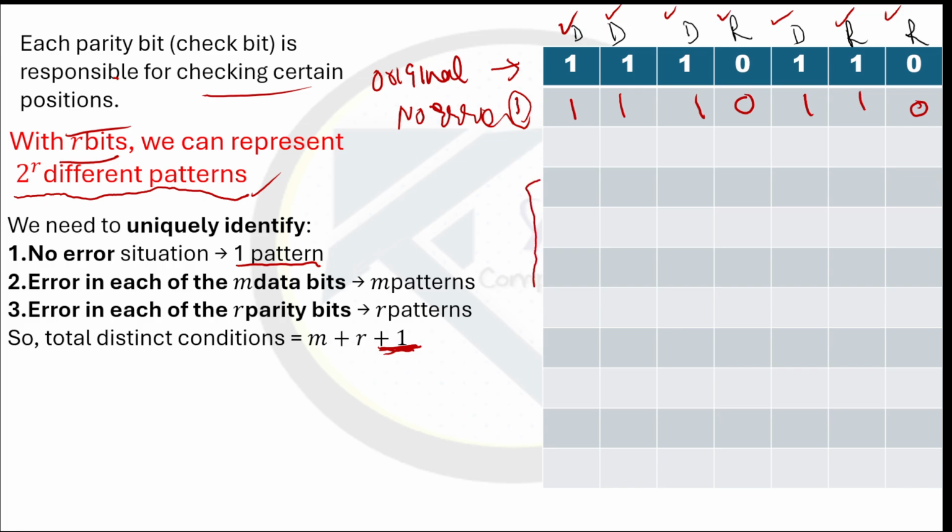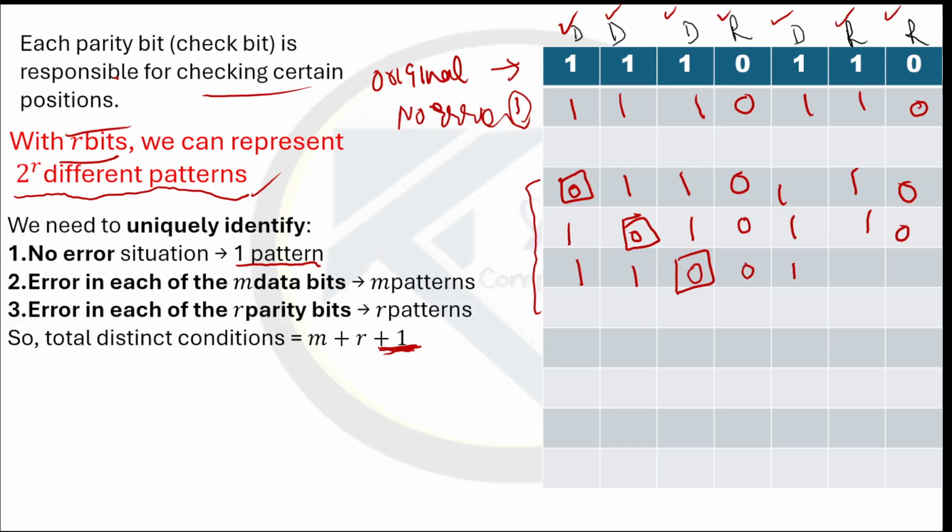Now there are 4 data bits. So each of these bits can go wrong. Let's suppose in this case, this data bit has gone wrong and the rest is same. In the second case, this data bit has gone wrong. If it is 1, it will become 0. If it is 0, it will become 1. Rest is same. In the third case, this bit has changed and the rest of the bits are same. And in the fourth case, this particular data bit has changed, right? And the rest is same. So that means there are 4 cases where a data bit can go wrong. That is why it is 4.